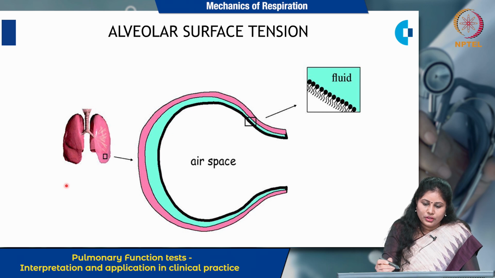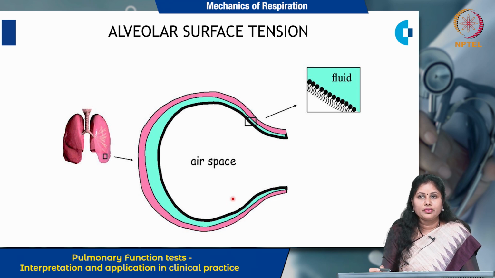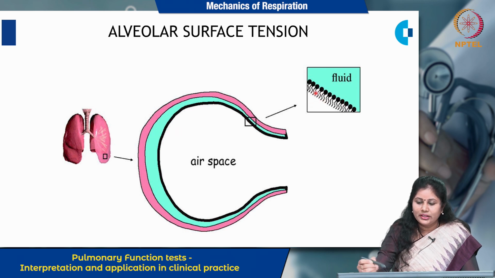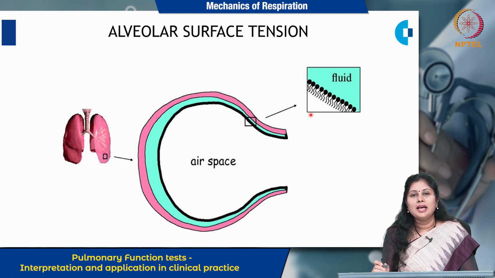If you can see here, this is the alveoli. The pink color is the alveolar membrane, the green layer is the fluid, and the black layer is the layer of surfactant. Beyond that you have the air. So this surfactant prevents the air-fluid interface here. If you take a closer look at the surfactant layer, it is a phospholipid with a globular head and two tails. The head is hydrophilic, facing the fluid side, whereas the tail is hydrophobic, facing the air side.